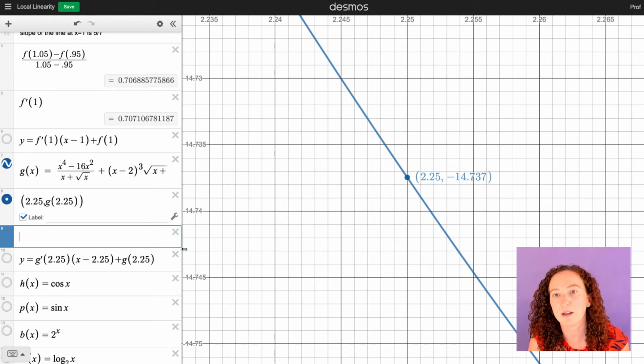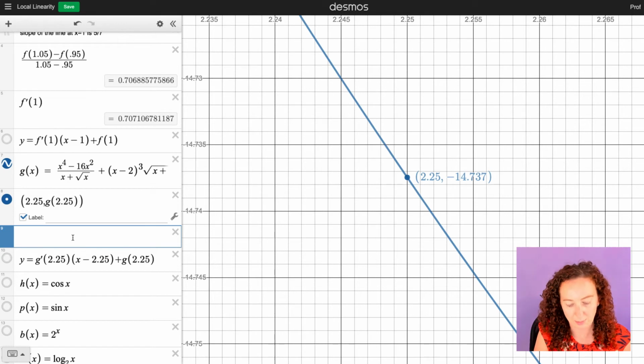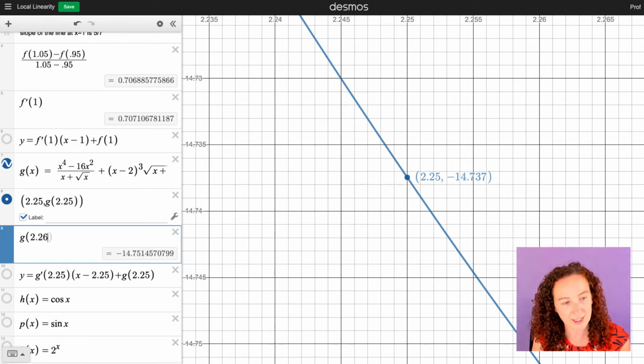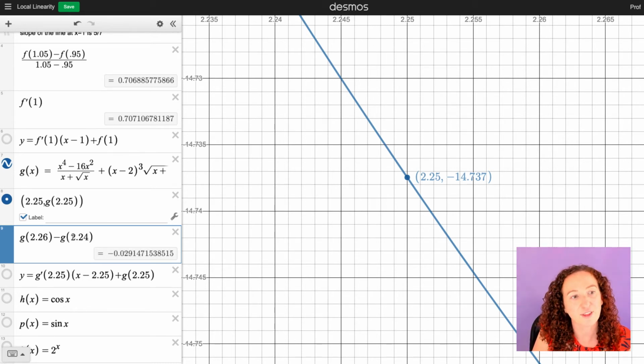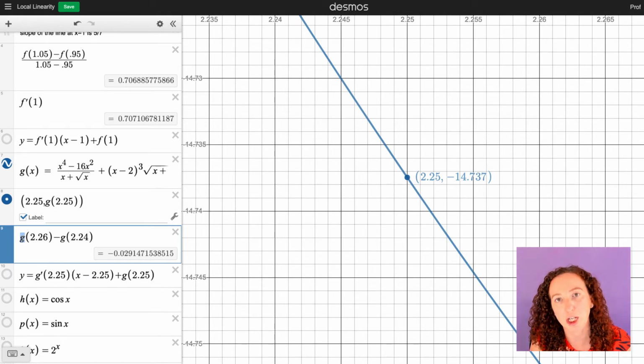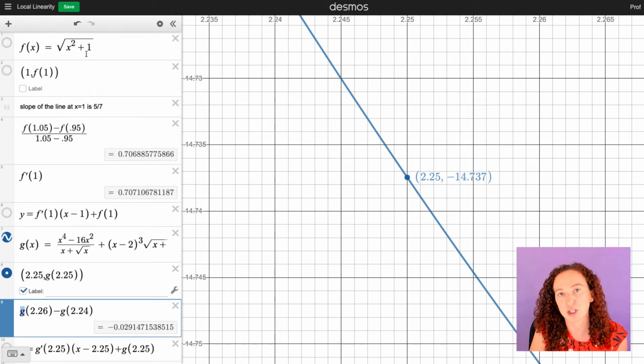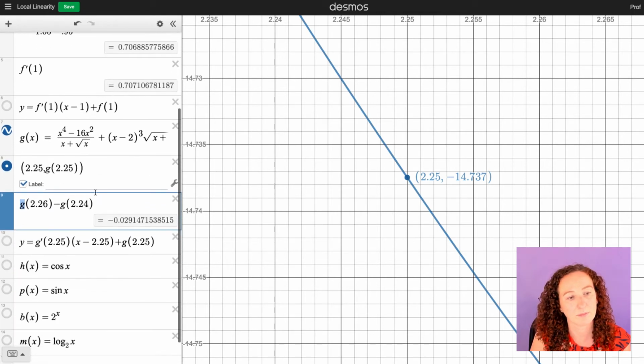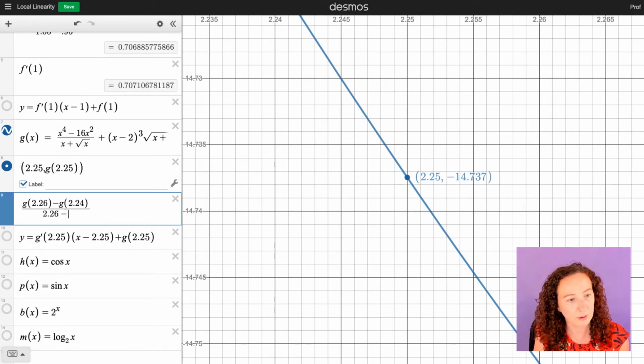I could also pick 2 points that are around here to find the slope of the line. So why don't I pick 2.26 as my x, I'll call it x2 because of the way that I'm doing this, and 2.24 as my x1. Don't forget that our function that we're looking at now is g of x, so I need to make sure I use the notation g. If you start using f, it's going to refer to this original function. Now I'm going to divide this by x2 minus x1.